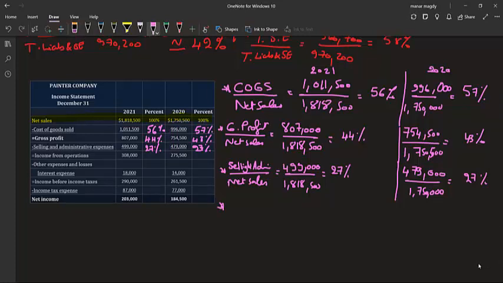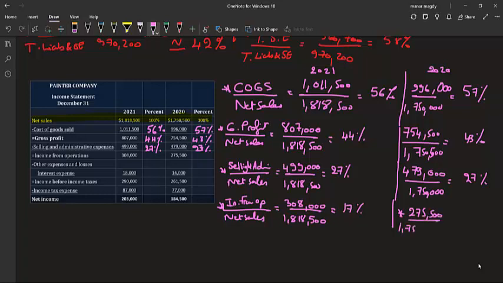Let's apply it for the income from operations. Income from operations divided by the net sales, 308,000 over 1,818,500 equals 17%, while the previous year equals 16%. 17%, 16%.